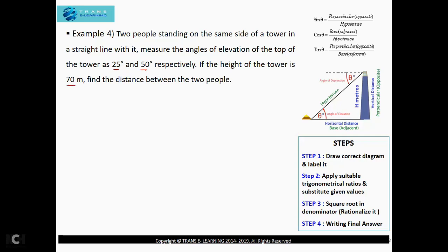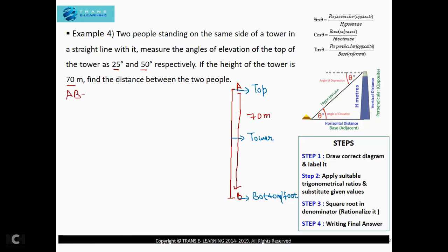So first of all, we need to draw the tower. This AB represents the tower, where A is the top of the tower and B is the bottom of the tower. And it is given that the height of the tower is 70 meters. So this whole is equal to 70 meters. That means AB is equal to 70 meters.